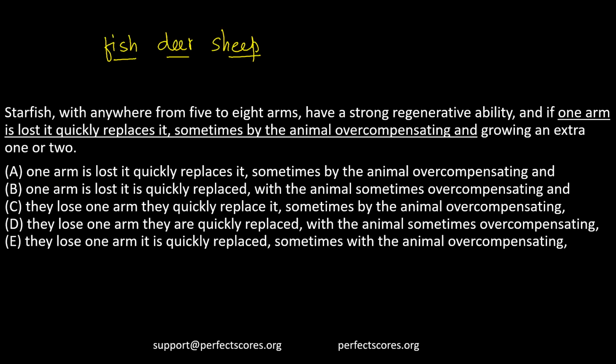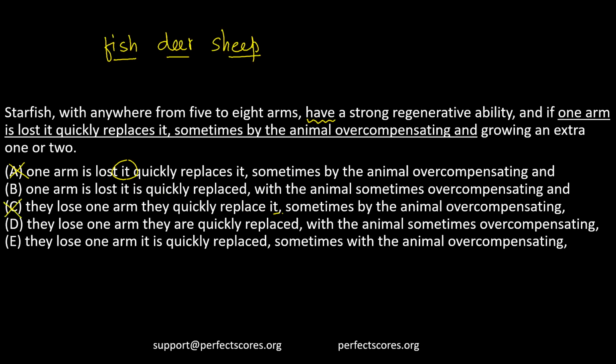Okay, so let me eliminate one option. Based on this rule, and if you look at the hints given in the non-underlined portion, we are treating starfish as plural. So you can't refer to one starfish. So A is eliminated. Now if you look at C, it says they lose one arm, they quickly replace it. It looks like if there are, let's say, 10 starfish and one of them loses one arm, they all collectively replace that one arm belonging to that one starfish, which does not make sense here. So C is also eliminated.